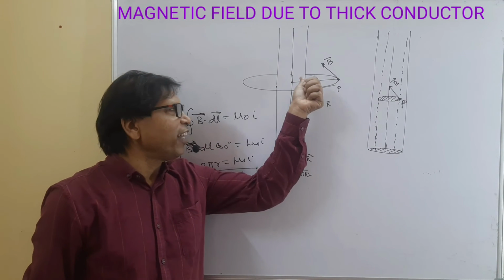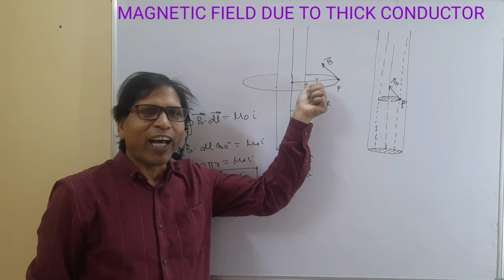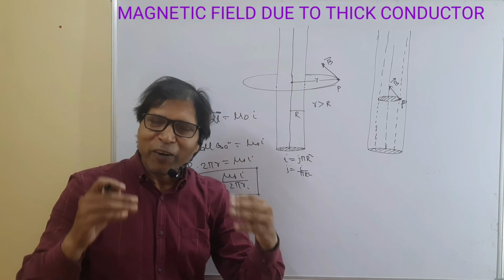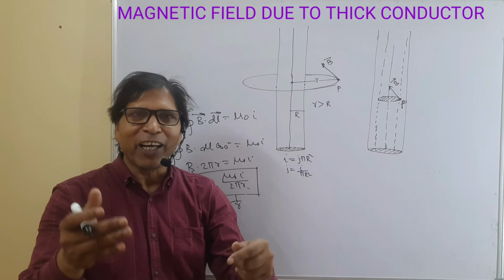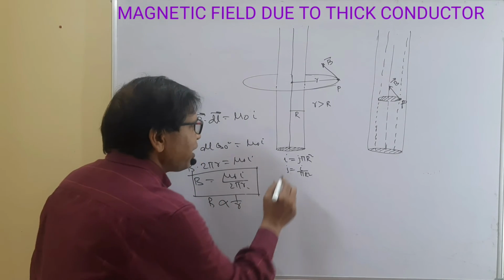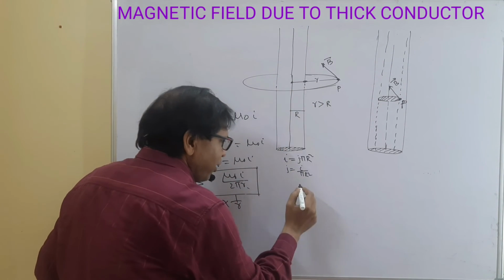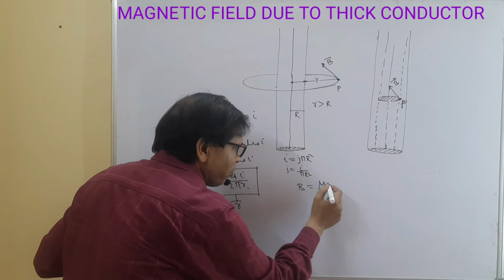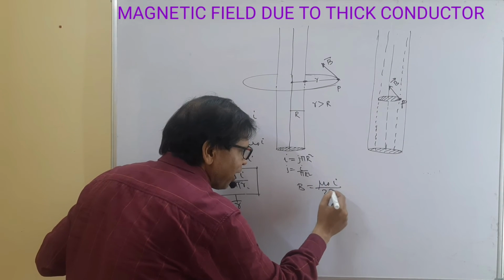Now if P is on the surface of the conductor, here also the current enclosed by the loop is I. So the magnetic field at this point becomes B equal to mu naught I by 2 pi R.